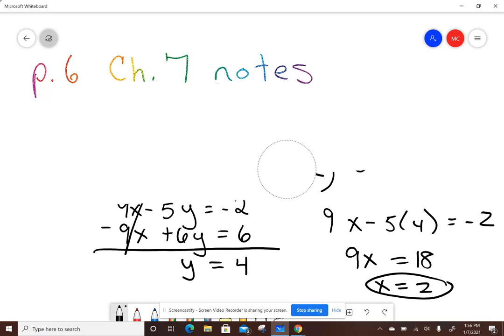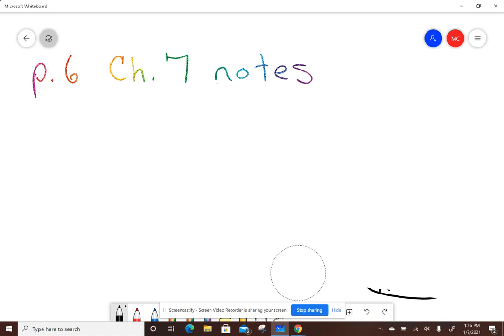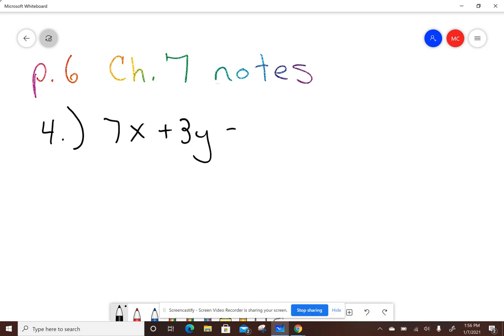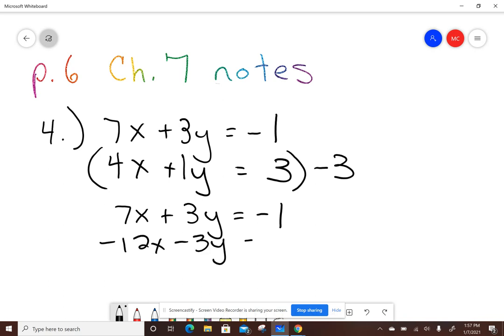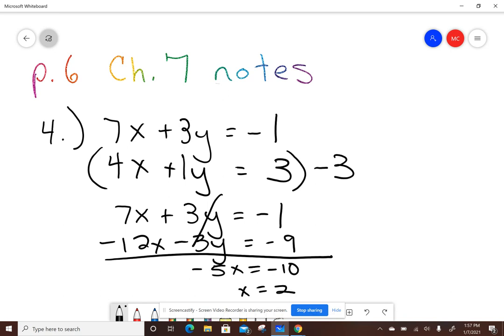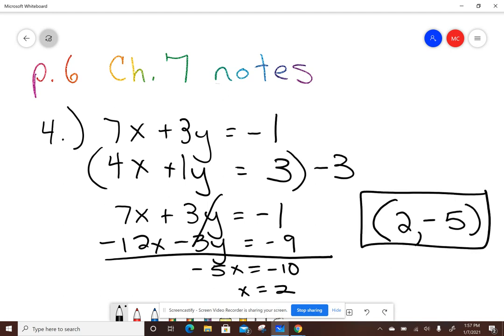So now, number 4 will also work out pretty easy. So I want everyone to stop the video and try number 4 on your own and turn it back on when you're done. So for number 4, we have 7x plus 3y equals -1. 4x plus y equals 3. Here, I have a scenario where 3 is a multiple of 1, so I know I can easily multiply just this equation to get them to have the same coefficient, opposite sign. I'm going to multiply by -3. So I get 7x plus 3y equals -1, and -12x minus 3y equals -9. The y's are eliminated. I get -5x equals -10, x equals 2. And when I plug x in, I get y equals -5. So my ordered pair is 2, -5. And when I plug it back in, I see that it works.